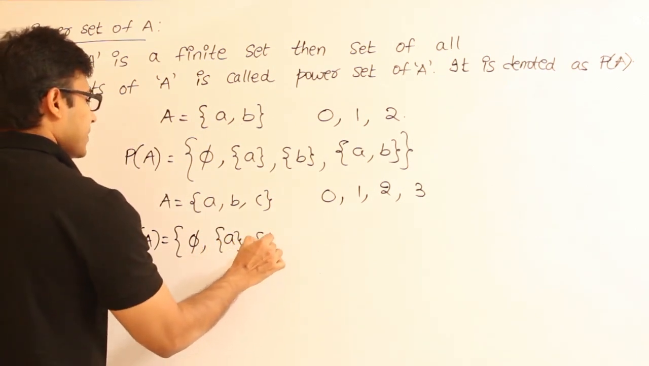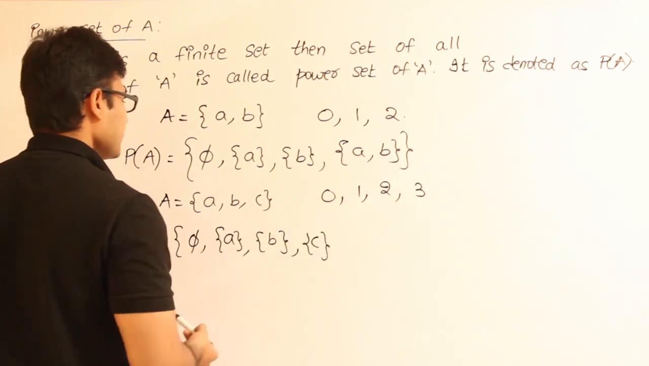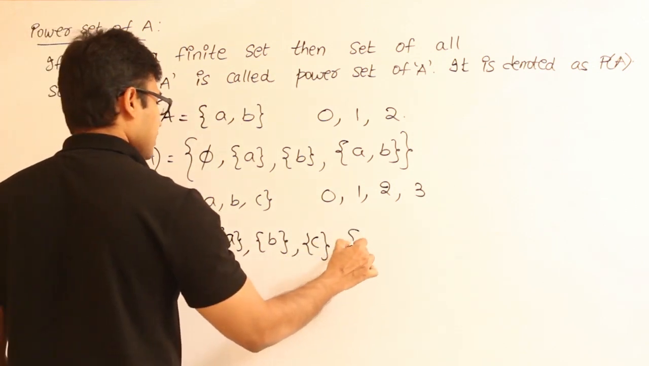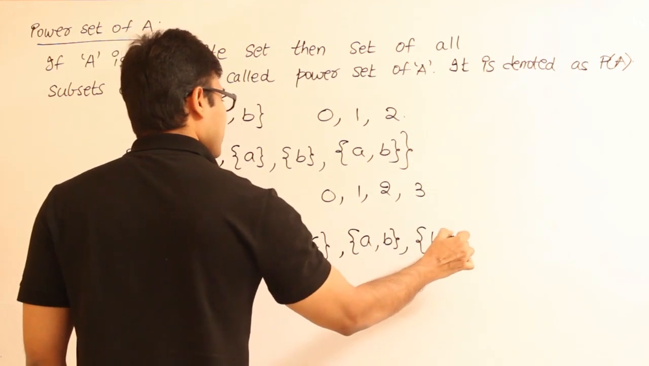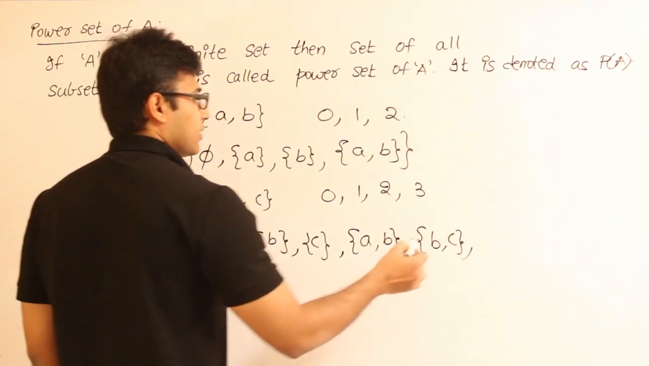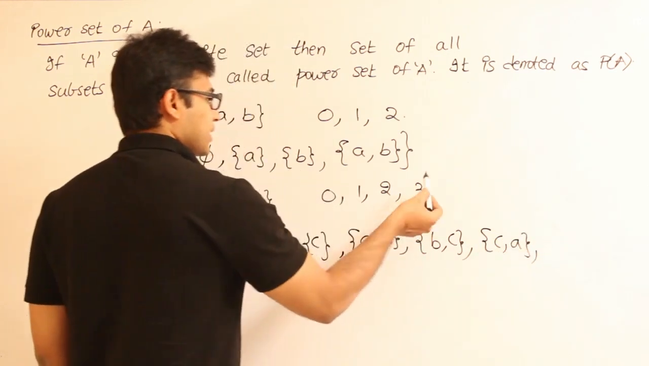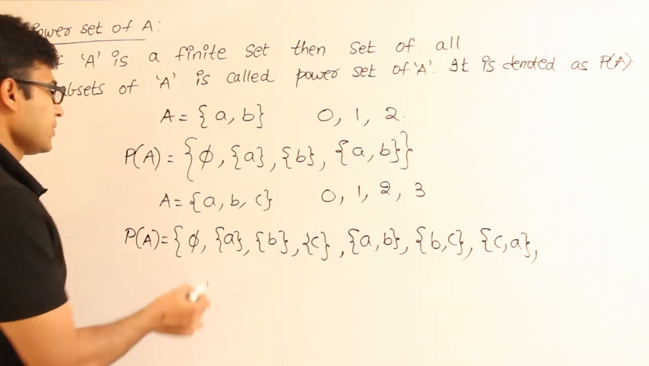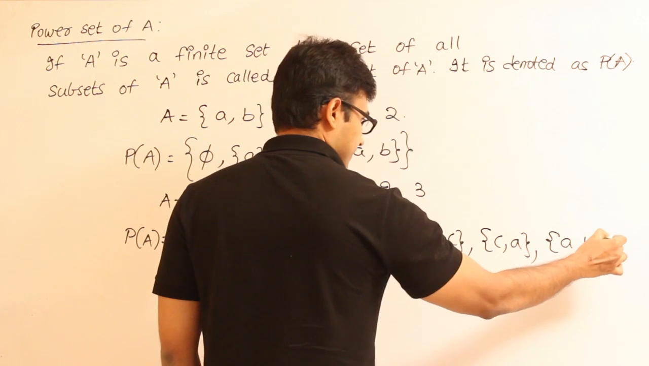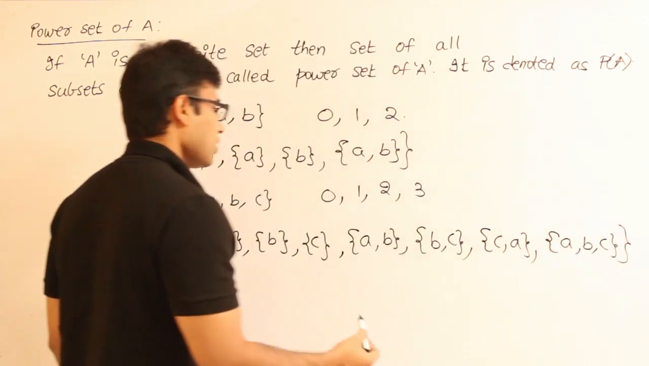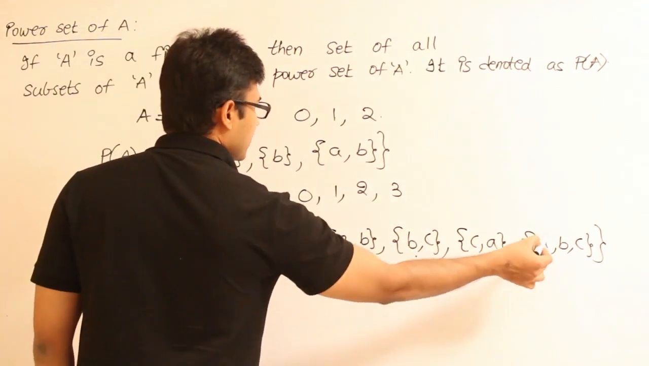So what are the subsets containing 1 element? {a}, {b}, {c}. And then sets containing 2 elements. What are the sets containing 2 elements? {a, b}, {b, c}, right? And {c, a}. And the other is the set containing 3 elements. What is the set containing 3 elements? {a, b, c}. Okay, now you count them. 1, 2, 3, 4, 5, 6, 7, 8.